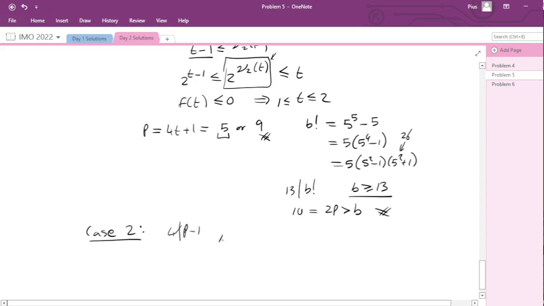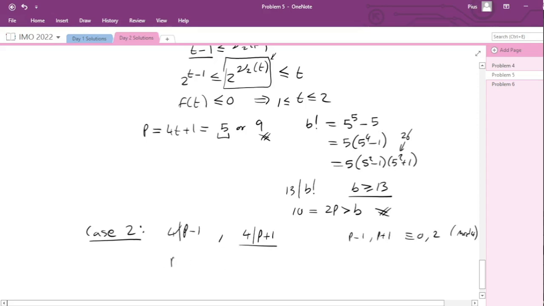Remember, p is odd. So if 4 doesn't divide this, we see that 4 will have to divide p plus 1. That's because p minus 1 and p plus 1 will have to be congruent to 0 and 2 mod 4, either way. Because these are the only even numbers we have and they're not congruent, one of them must be a multiple of 4. So we must have this.